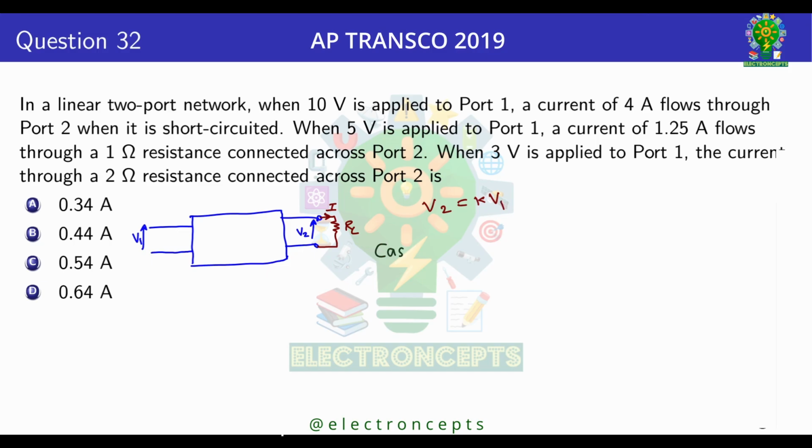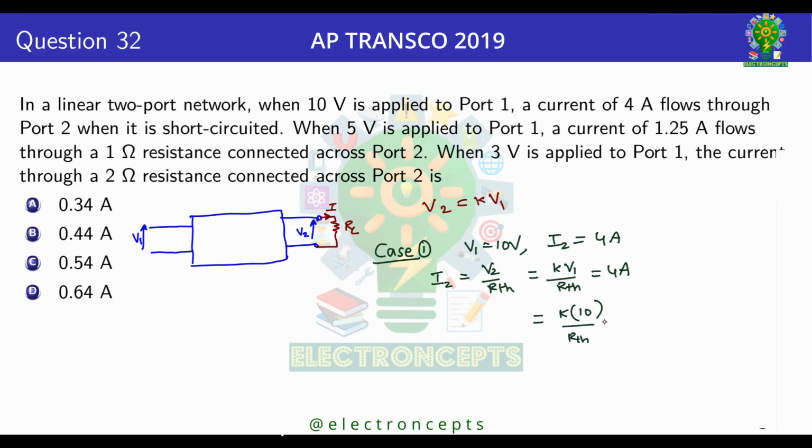In case 1, V1 is equal to 10 volts. Secondary side port current I2 is equal to 4 amps. From this we can write secondary side port current I2 is equal to V2 by RTH, and we know that V2 is equal to K into V1, so K into V1 divided by RTH is equal to 4 amps. From the data, V1 is 10 volts divided by RTH is equal to 4 amps. From this, K is equal to 0.4 RTH. Let us take this as equation 1.